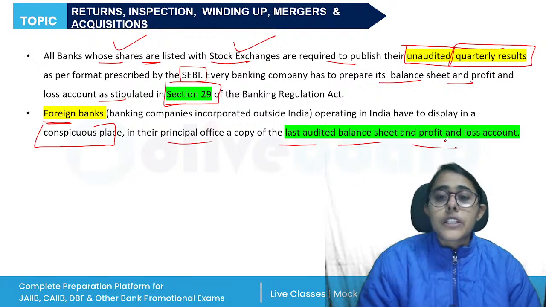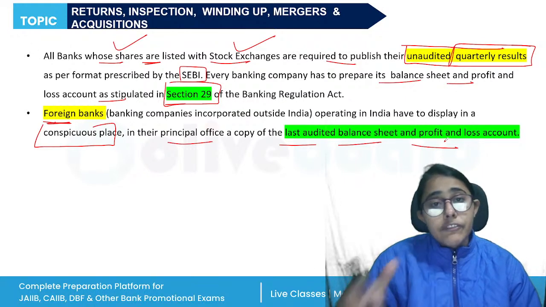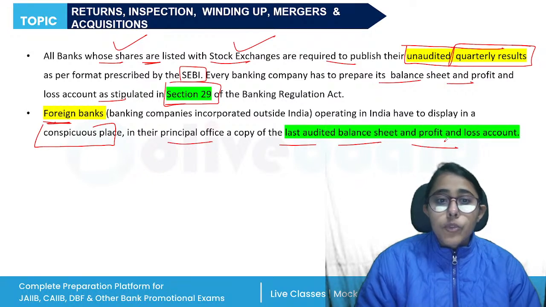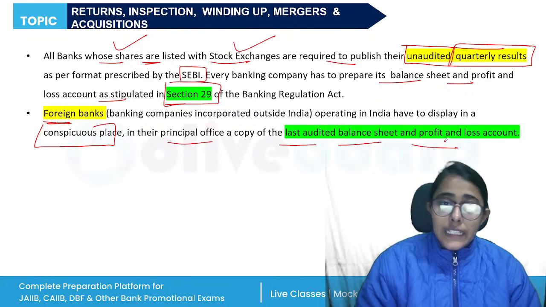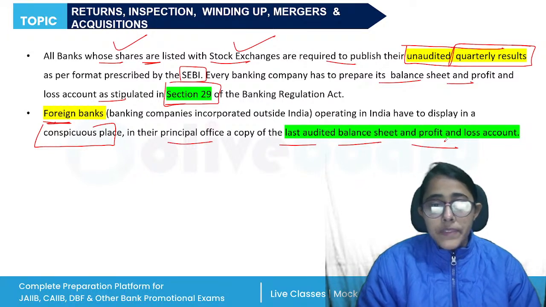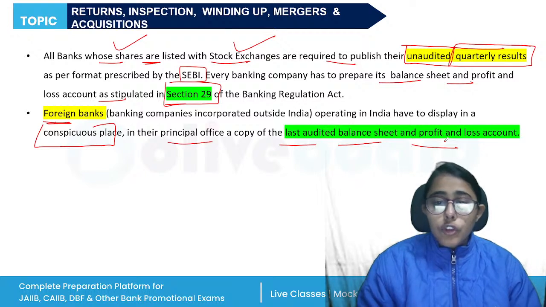All of this information is important. If there are more than 3 directors, then at least three must sign. And if there are not more than 3 directors, then all of them have to sign. Then we also talked about the foreign banks.